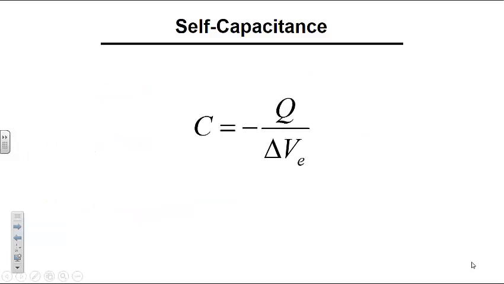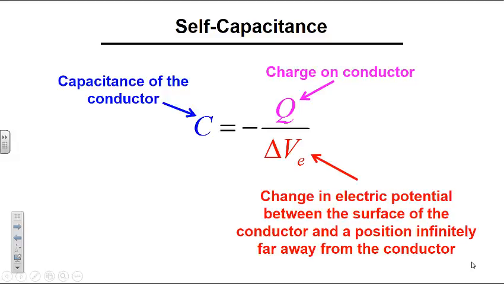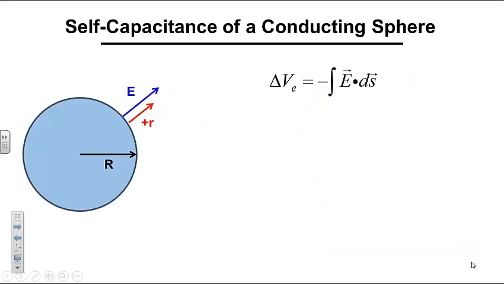This is the equation for self-capacitance. It depends upon the charge on the conductor and the change in electric potential between the surface of the conductor and a position infinitely far away from the conductor. Let's explore this definition further by determining the self-capacitance of a conducting sphere.